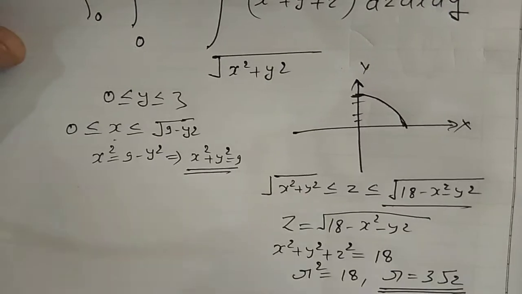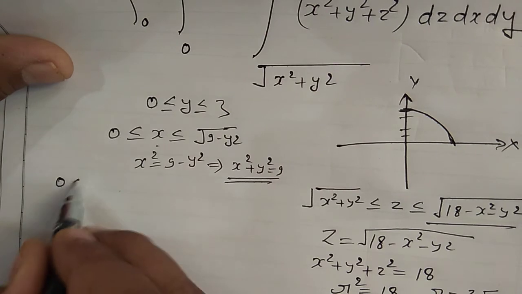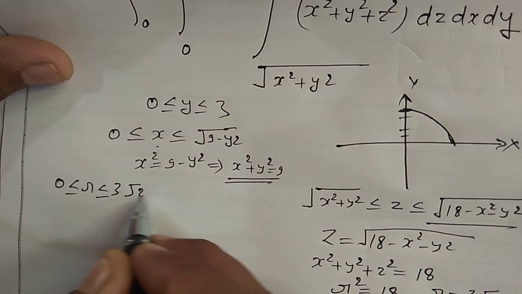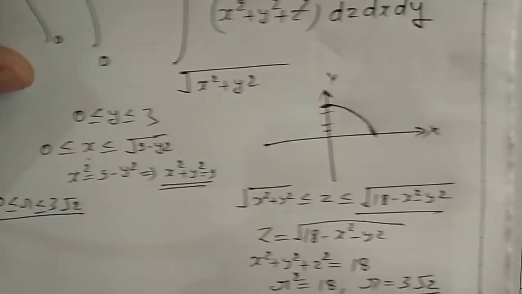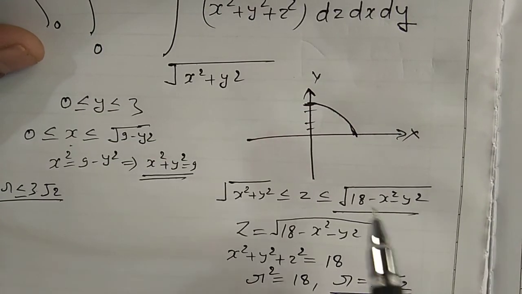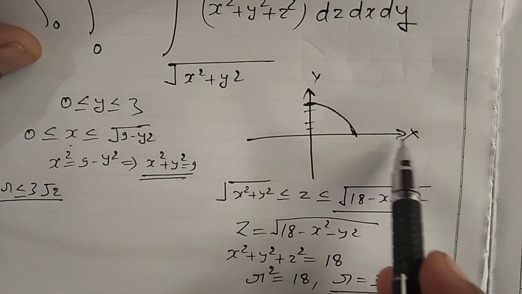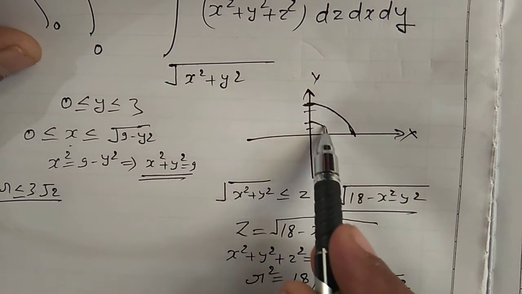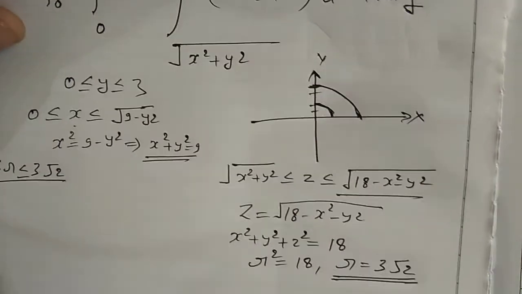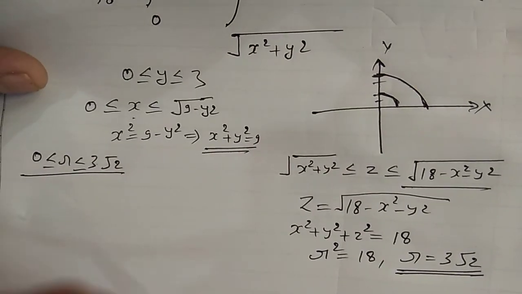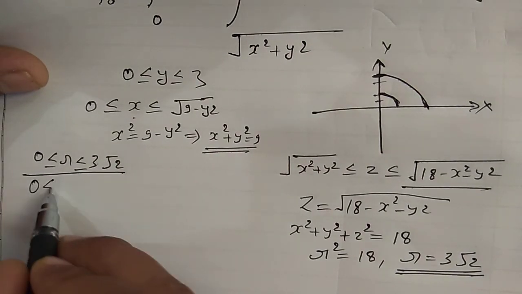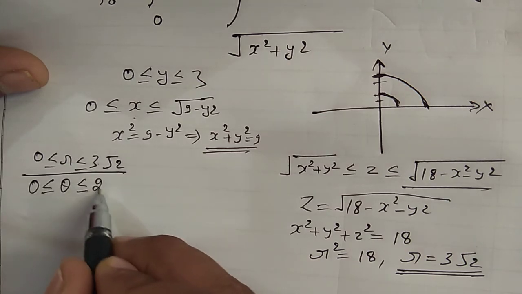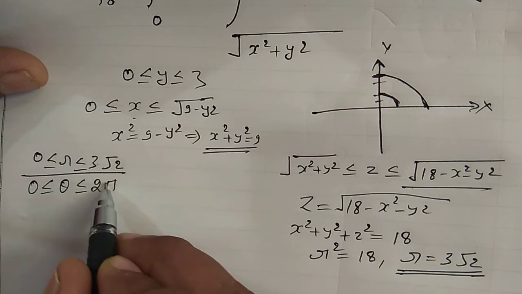So let me write here: your r limit is 0 to 3 root 2. And theta is the angle from the positive x-axis. So this is your region, so the range is 0 to 2 pi. So for theta we have 0 to 2 pi.